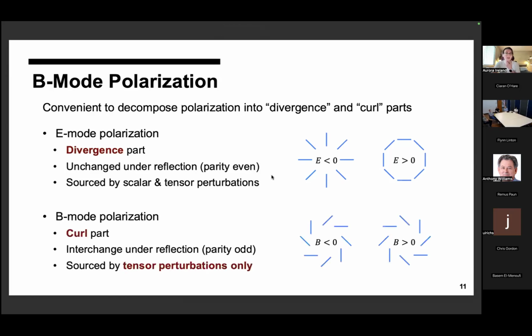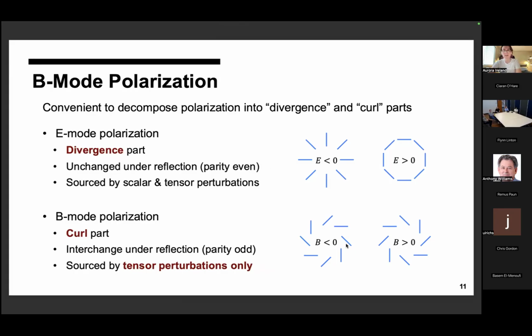And then there is the B-mode polarization. This is the curl part, in analogy with a magnetic field, which has curl. This pattern is odd under parity, so if I do a flip, these two patterns transform into one another. And the most important thing here is that this pattern is directly sourced by tensor perturbations only.